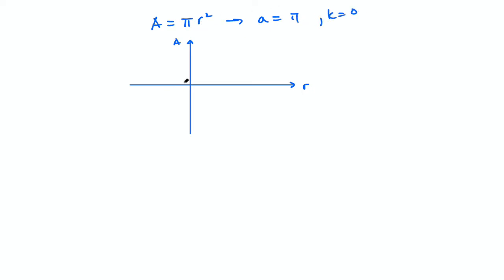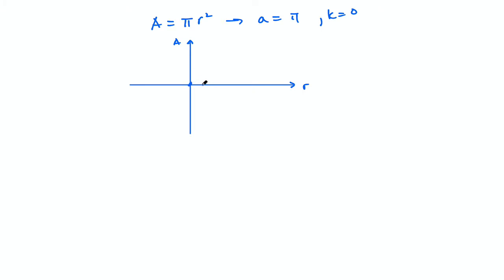So the area of a circle compared to its radius is going to be pi r squared. This is our equation. Now, if I were to graph this, it's going to be a graph that's r versus a. So here, our a value in front of the r squared is going to be pi, and our k value is going to be 0. So the intercept is at 0, 0.